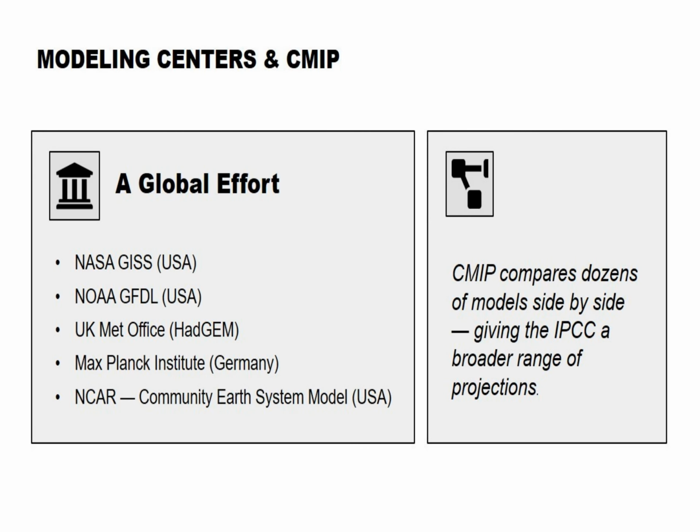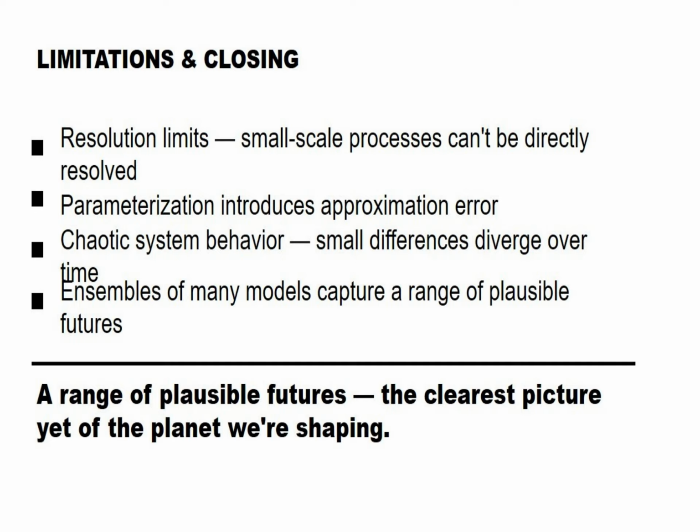Next, the major modeling centers and CMIP. Climate modeling is a global effort. Institutions like NASA's GISS, NOAA's GFDL, the UK Met Office, Germany's Max Planck Institute, and NCAR in the US each run their own models. Through the Coupled Model Intercomparison Project, or CMIP, dozens of these models are compared side by side, giving the IPCC a broader, more reliable range of projections.